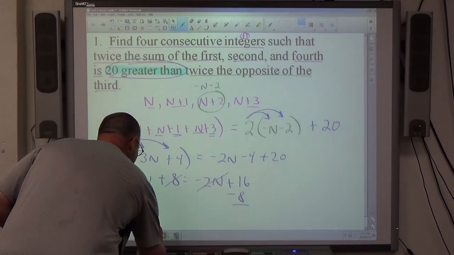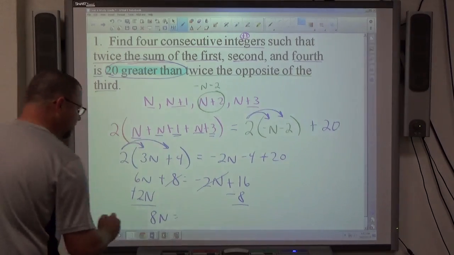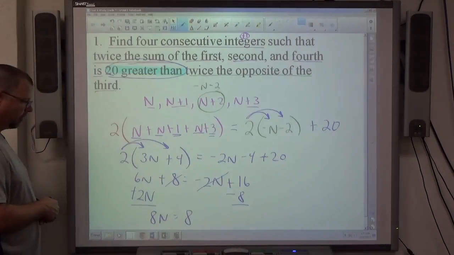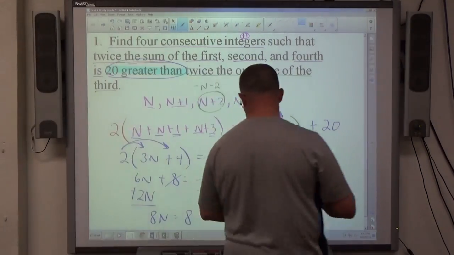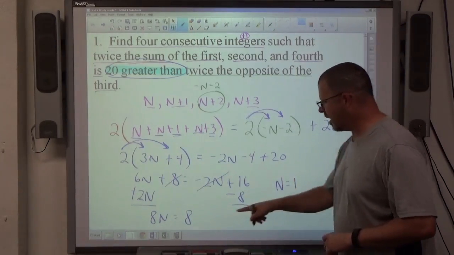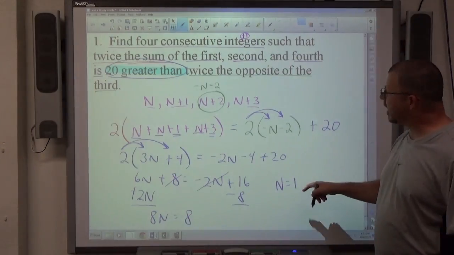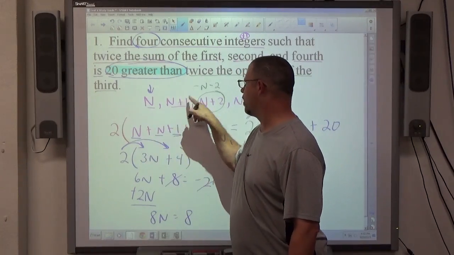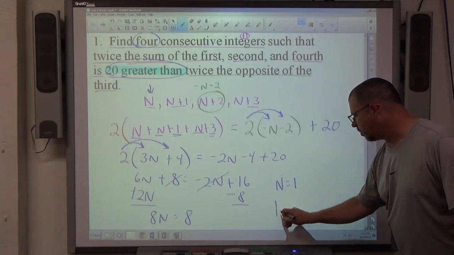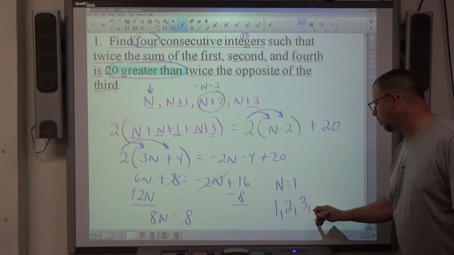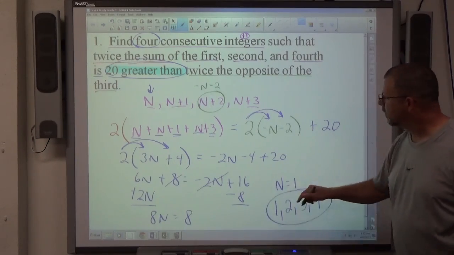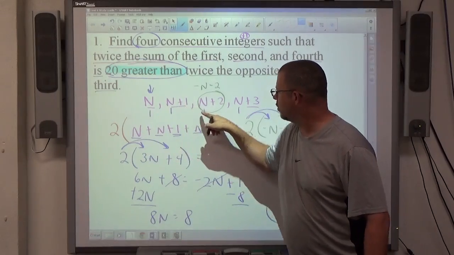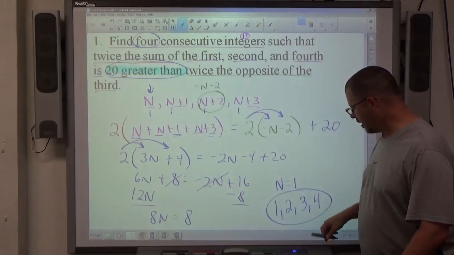6 plus 2 makes 8n. 16 minus 8 makes 8. Addition because the signs are the same, subtraction because the signs are different. If 8n equals 8, that means that n would have to equal 1, because we divide both sides by 8. Once we know n equals 1, it says find 4 consecutive integers. We found 1, we add 1, then 2, then 3. So 1 plus 1 is 2, 1 plus 2 is 3, 1 plus 3 is 4. In each case, n is 1. So 1, 2, 3, 4. Make sure you give me all 4.